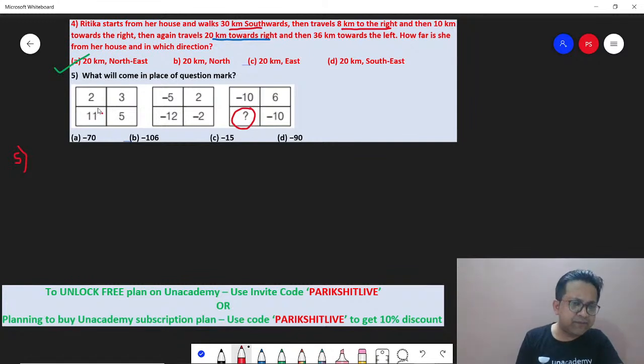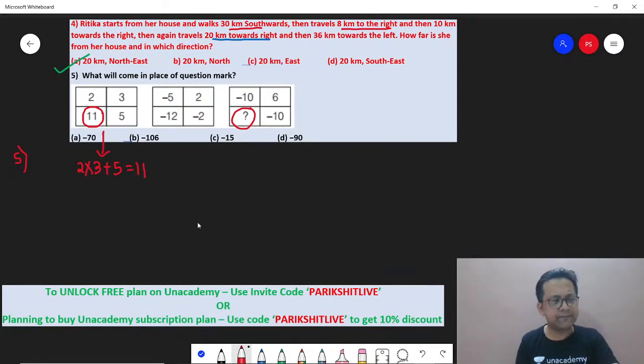You need an 11 in the first figure. How can you get 11? Any idea? Combining 2, 3 and 5, you need to get that 11. Oh, super easy. This is nothing but 2 into 3 plus 5, which is 11. Super easy. Correct?